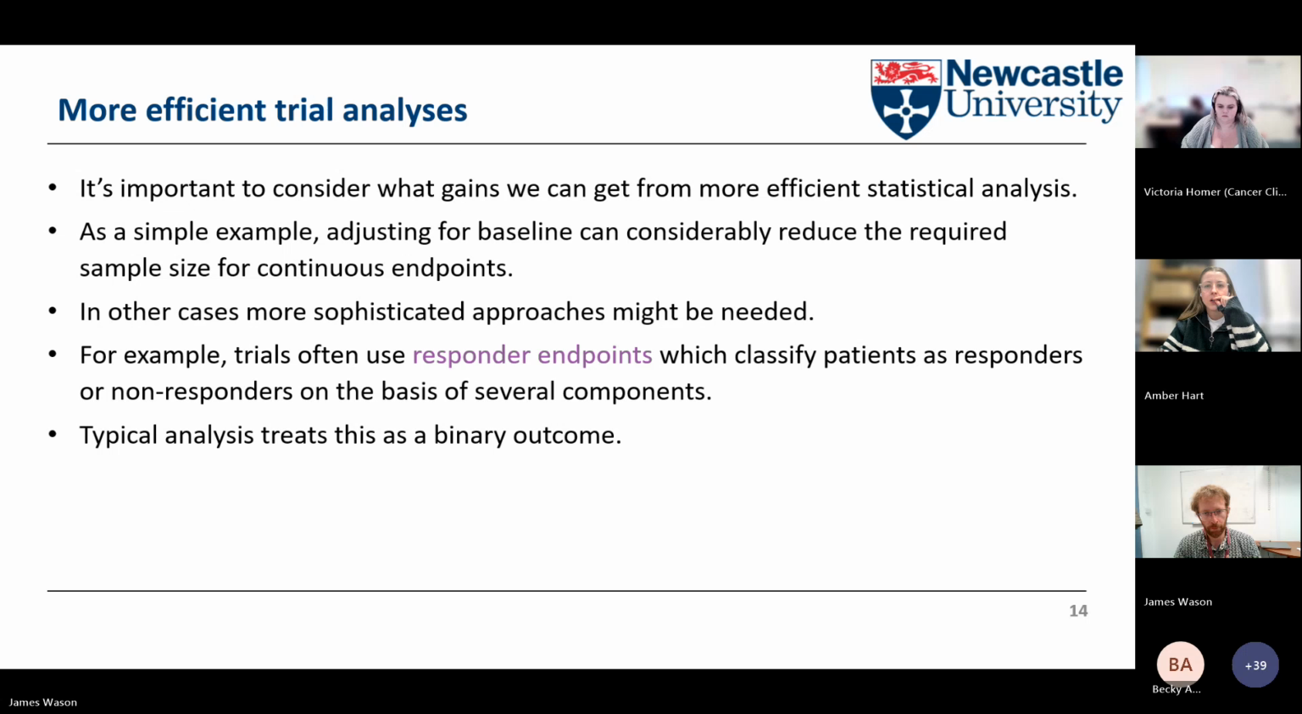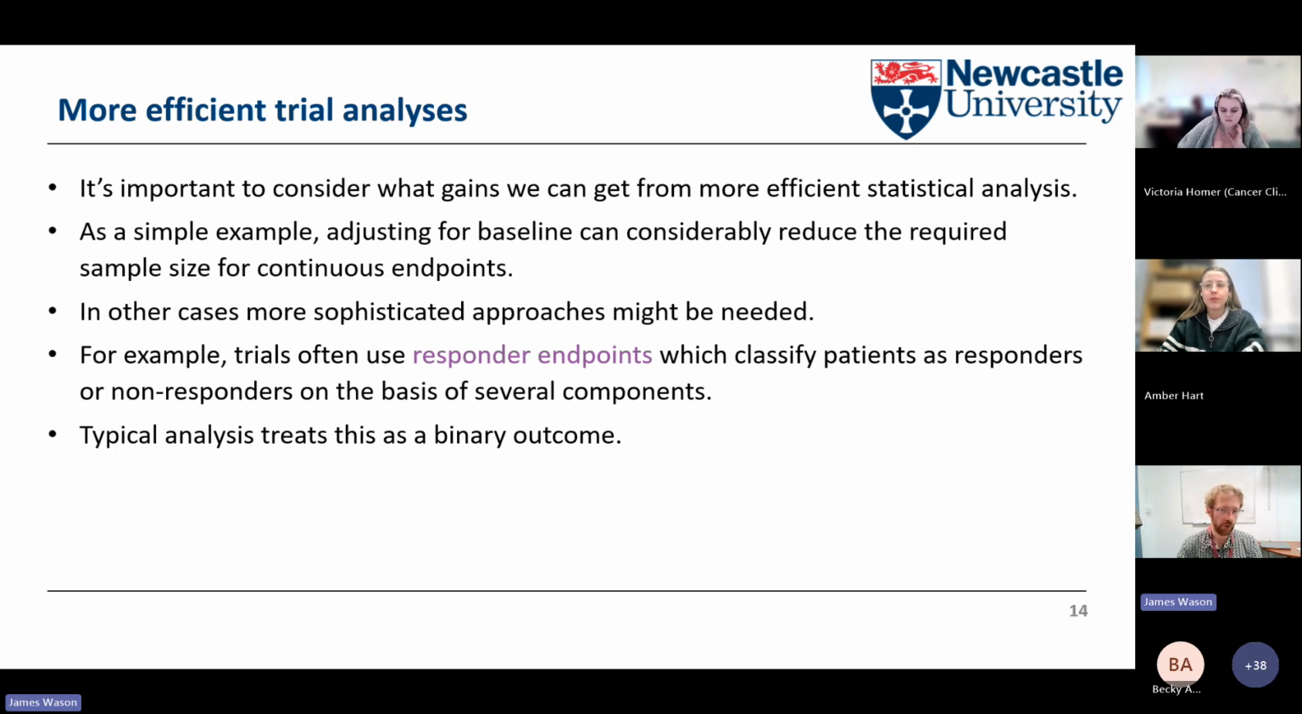So moving on to more efficient trial analyses, I think it's really important to consider when you're designing a trial how to analyze the data and how to do so in the most efficient way possible. A very simple example is if you have a continuous outcome and you have that measured at baseline and a follow-up time, by adjusting for the baseline, you can get a lot more efficiency, and that's a common way to reduce the sample size needed. But in other more complex situations, more sophisticated analysis approaches might be needed.